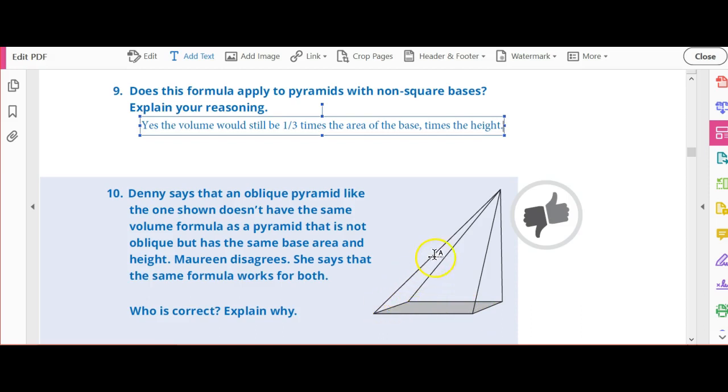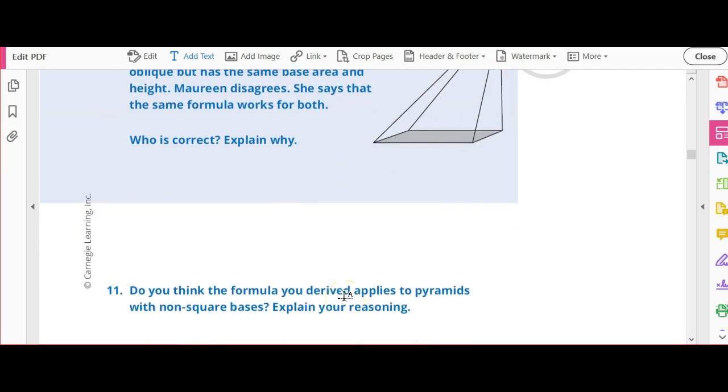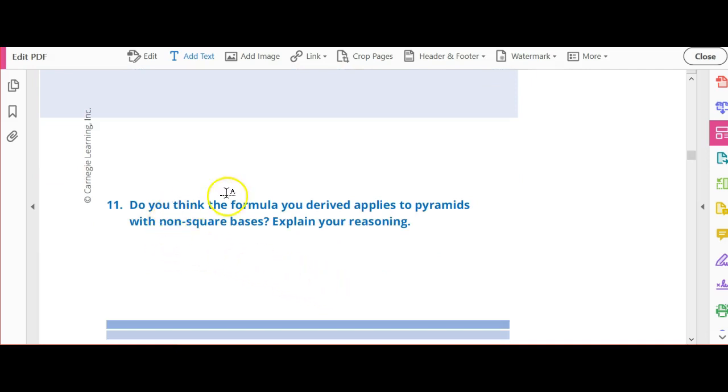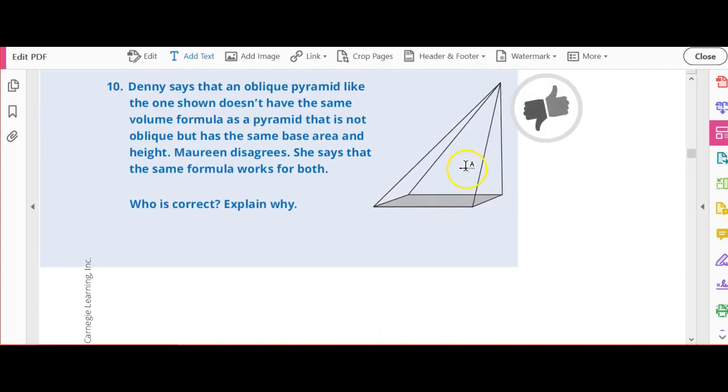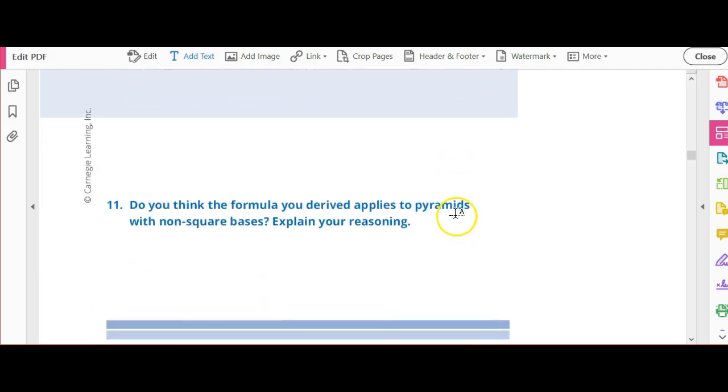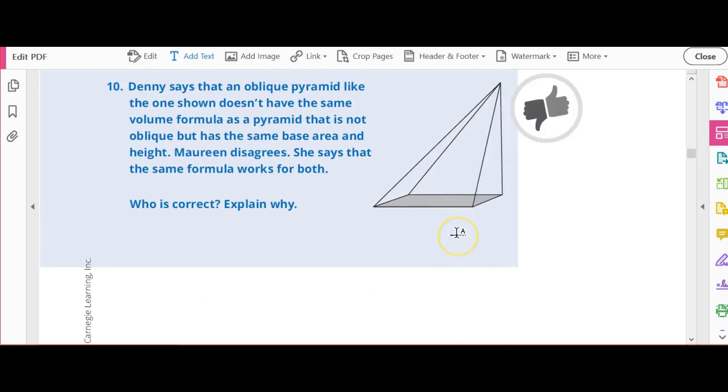Well, remember, as long as we're not using slant height here, then the volume, if you think about what Cavalieri said, who cares once you've calculated the volume if you tip the slices towards one side or another, right? So the answer I would say is that Denny is correct. I'm sorry, that Maureen is correct. The same volume formula works for both. And the only thing that has to happen is that we make sure we use the right dimensions here. We need height for it.